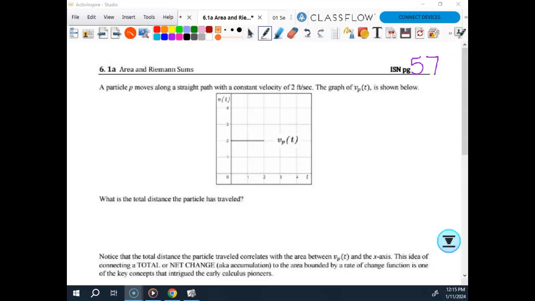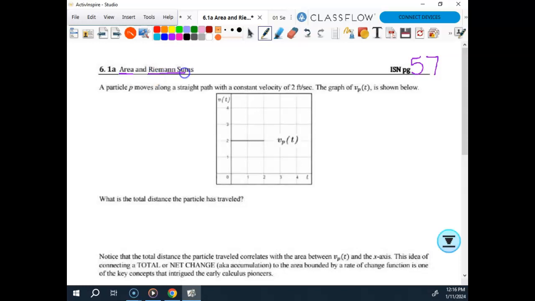We are beginning Unit 6. We're starting with area and Riemann sums. Have you found area of figures before? Yes. Was any of it crazy difficult? Not really, right? So area, you know how to do.